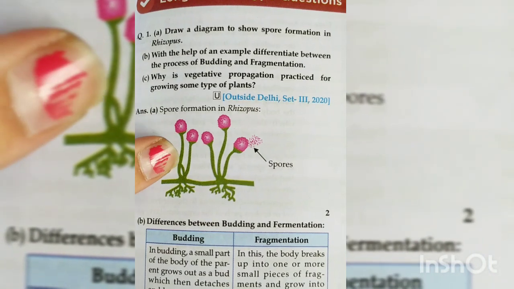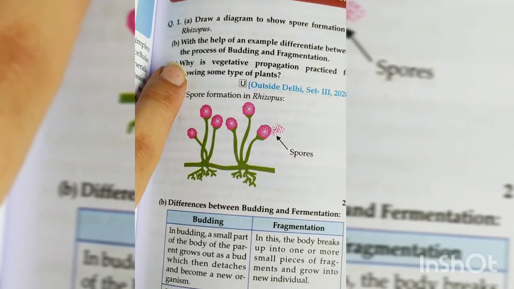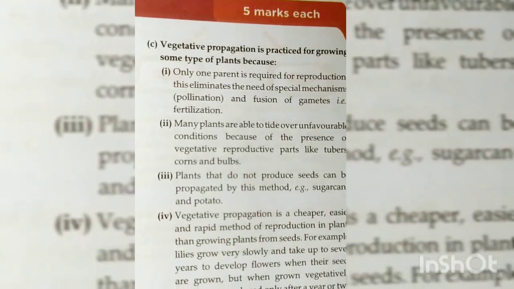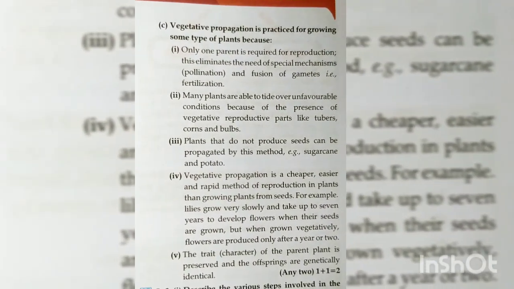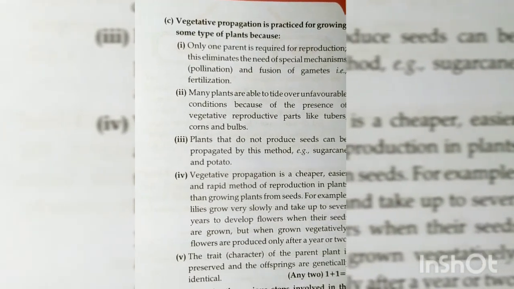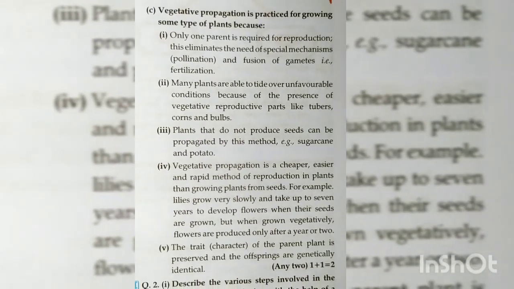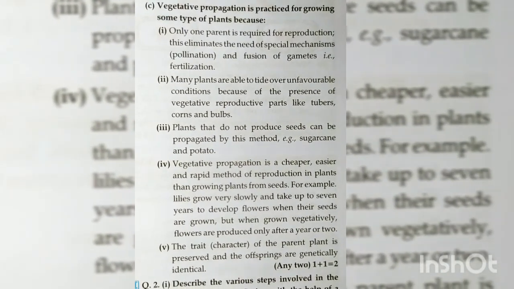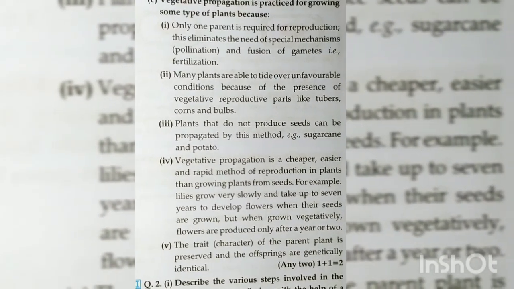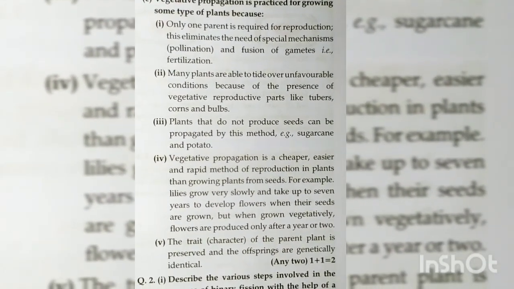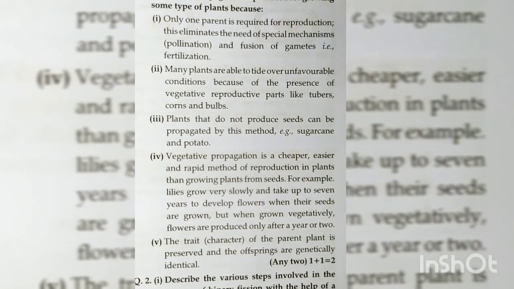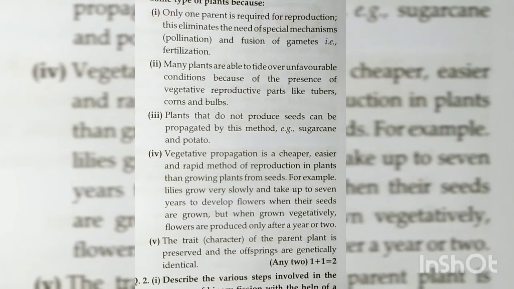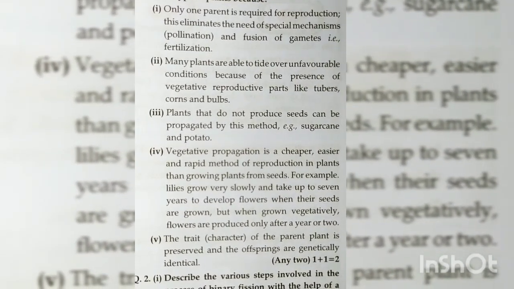Now let's see what answer is written. The question is: why is vegetative propagation practiced for growing some types of plants. Vegetative propagation is practiced for growing some types of plants because, the first point is that only one parent is required for the reproduction. That is, this eliminates the need for special mechanisms like pollination and fusion of gametes, that is, fertilization. The second point is that many plants are able to tide over unfavorable conditions because of the presence of vegetative reproductive parts like tubers, corms, and bulbs.